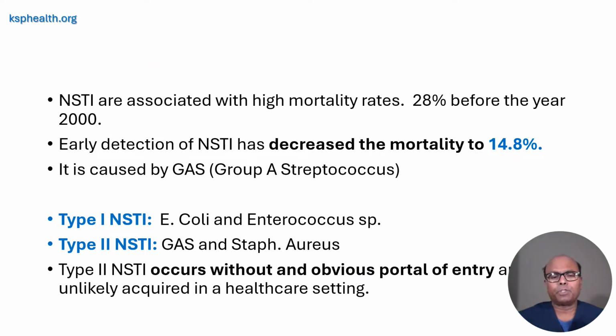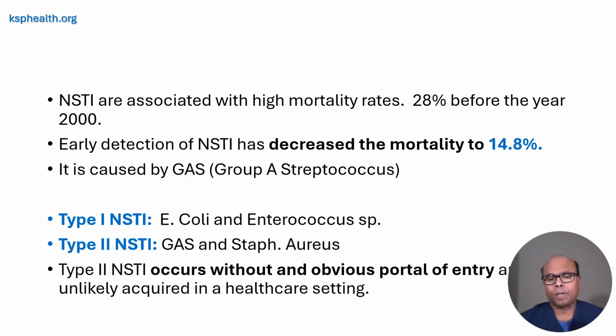Necrotizing soft tissue infections are associated with high mortality rates. It used to be very high, 28%, before 2000. Because of early detection of necrotizing soft tissue infection, mortality has decreased to almost 15%. It's most commonly caused by strep A, streptococcus. There are 4 types, as has been described.